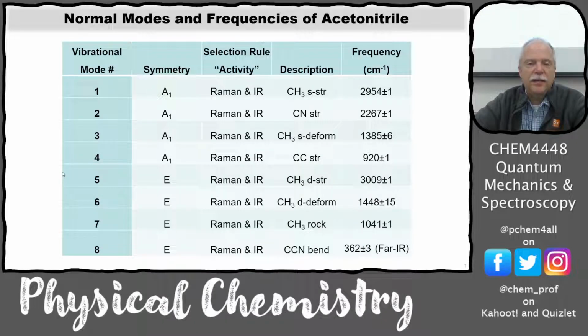And so let's look at a different molecule to get some more interesting combinations. So here's the normal modes and frequencies for acetonitrile. It's a C3V molecule. So we have a triple bond, C, and a methyl group.